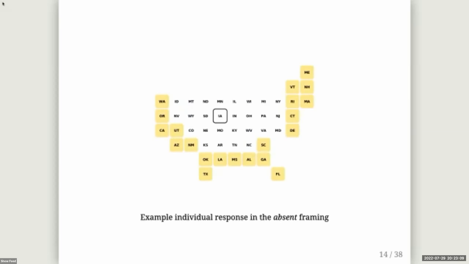This is an example for that same individual, but in the absent framing. They were asked, where is Iowa not located? And they made their selection in yellow. This individual is also correct because Iowa is not in the selection that they gave for this response.